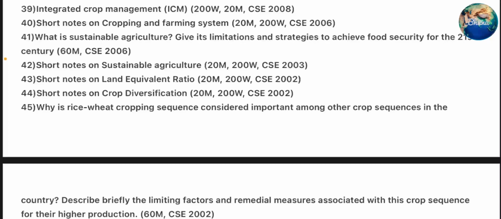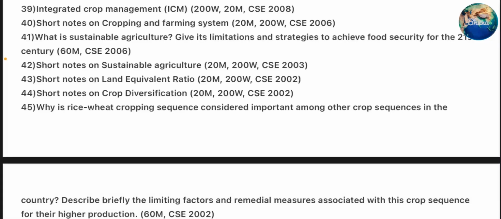Question 42. Short notes on sustainable agriculture. Question 43. Short notes on land equivalent ratio. Question 44. Short notes on crop diversification. Question 45. Why is rice-wheat cropping sequence considered important among other crop sequences in the country?